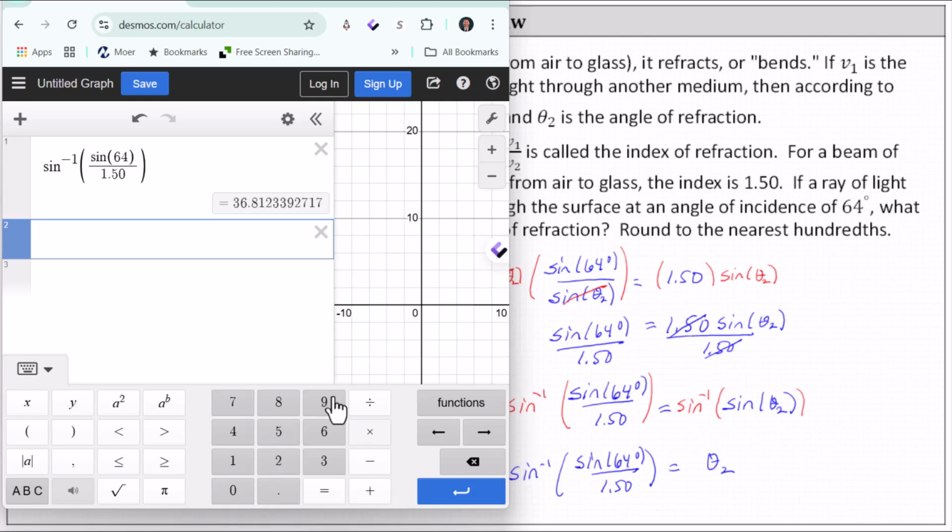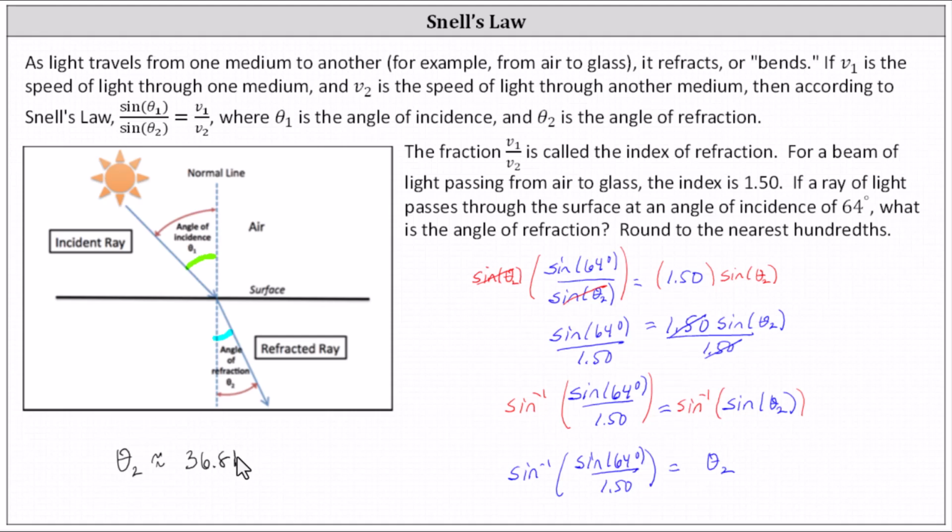and enter. To the hundredths place value, theta sub 2, the angle of refraction, is approximately 36.81 degrees, which again is the angle of refraction.